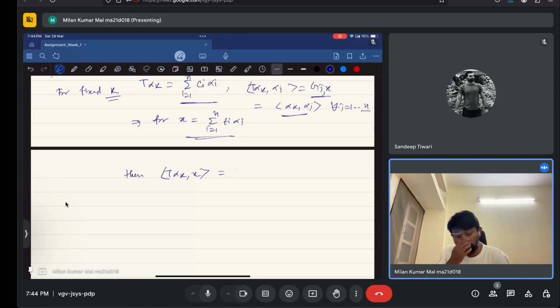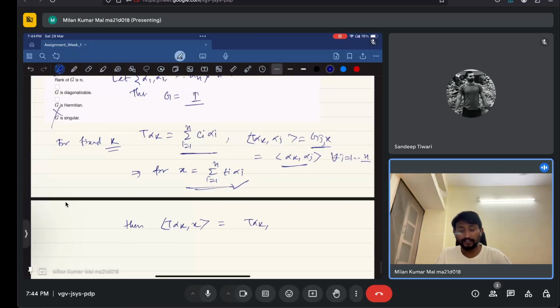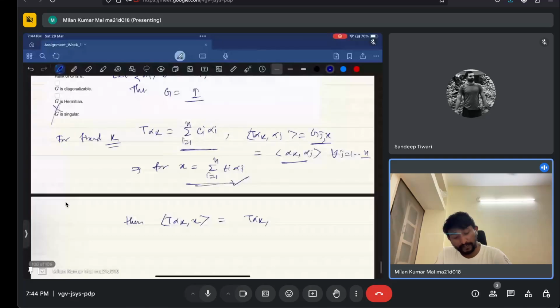So basically, what I just want to say is that you will have T of alpha k inner product x. Let's take an arbitrary vector x. I know this problem may be wrong, but we have time, so let's play a bit. We have taken a vector x in V because every vector x in V is some linear combination of the basis vectors alpha 1 to alpha n.